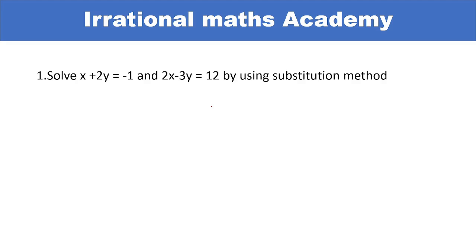Let's start. Solve x plus 2y equal to minus 1 and 2x minus 3y equal to 12 by using the substitution method. Whenever they specifically mention the method, we have to follow that method only.